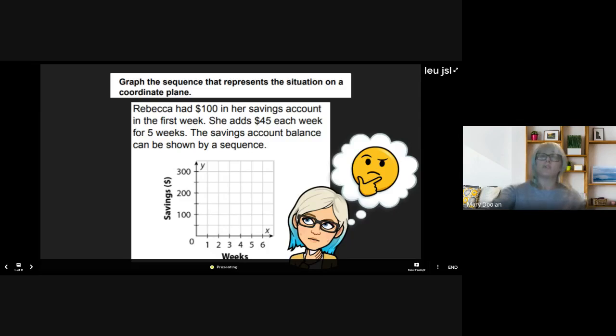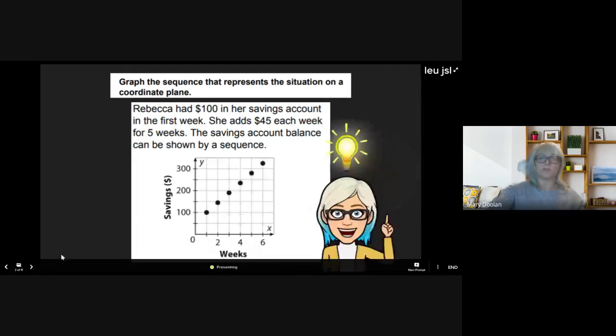So if in the first week, she has $100 and we're adding $45 each week for 5 weeks, this is actually going to take on a linear pattern. And so it's going to look like this. So the first week, week 1, $100. And then the second week, we add 45. And then the third week, we add 45. And then the fourth week, we add 45. So we're going up the same amount each week. It's increasing by $45 each week. This is a linear function. Okay, it takes on the pattern of a straight line.